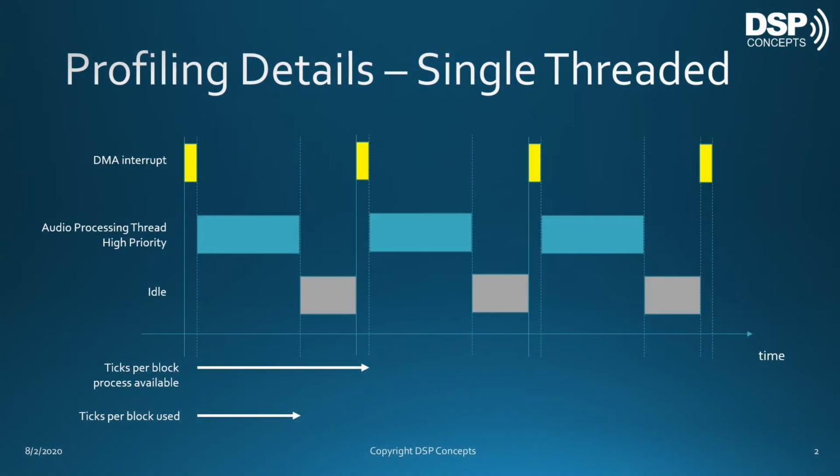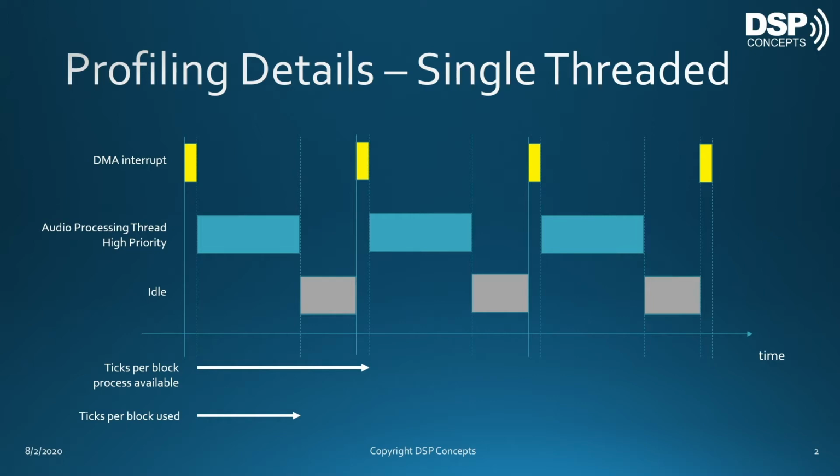This section describes how profiling happens in AudioWeaver. Let's start by looking at what happens in a single-threaded application. So this would be a typical embedded target. What's usually happening is there's audio I/O in the background using DMA.